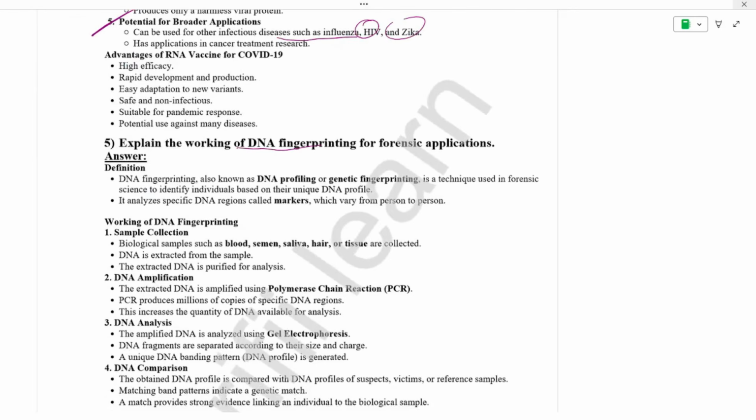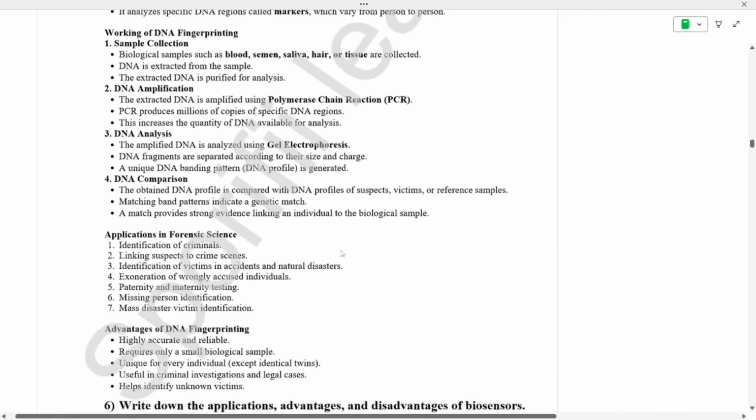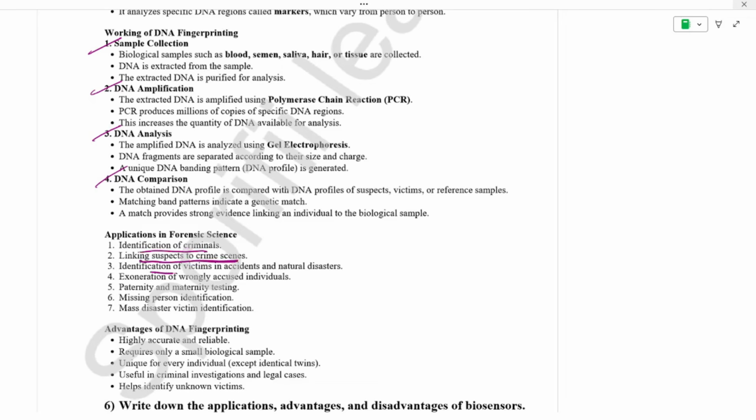Next is DNA fingerprinting for forensic application. The working is: first sample collection, then DNA amplification, DNA analysis, and DNA comparison. Applications include identification of criminals, linking suspects to crime scenes, identification of victims in accidents and natural disasters, exoneration of wrongly accused individuals, paternity and maternity testing, missing person identification, and mass disaster victim identification.